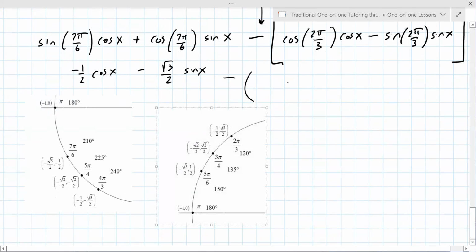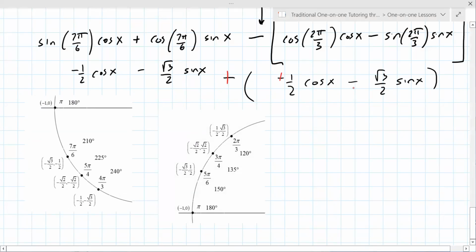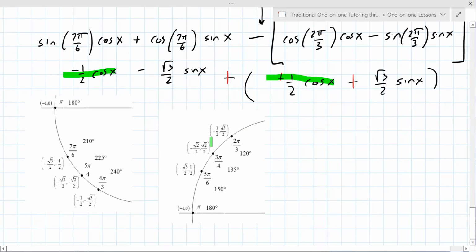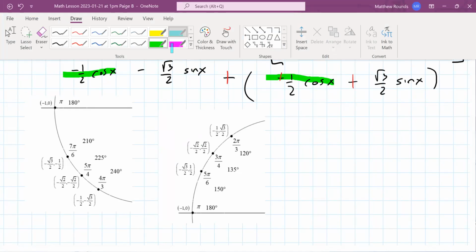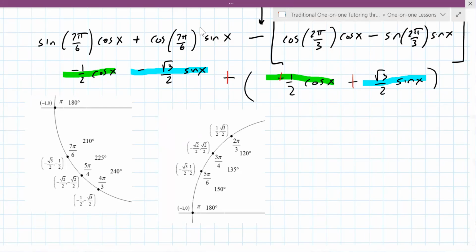So 2 pi over 3 is minus 1/2 cosine x. And then minus sine 2 pi over 3 is minus root 3 over 2 sine x, like that. And while this looks bad, when you distribute in the negatives, which we're going to do now on this same line, it becomes plus 1/2 and plus root 3 over 2 sine x. And you'll see that they're all opposite in sign. The cosines and now the sines are opposite in sign. And everything cancels out to 0.